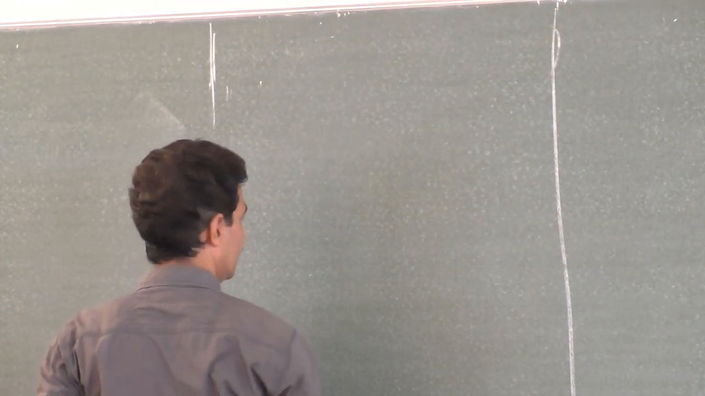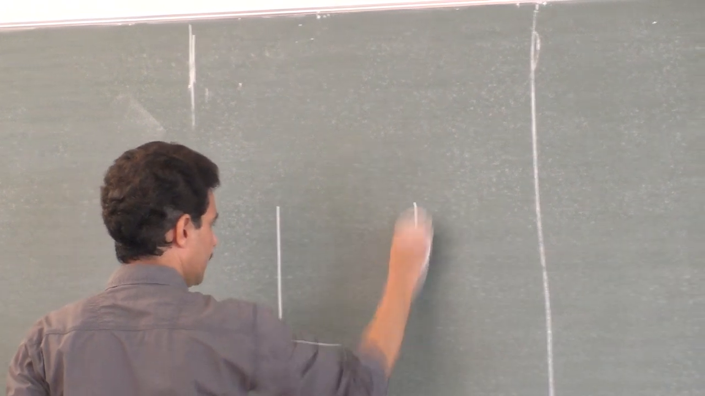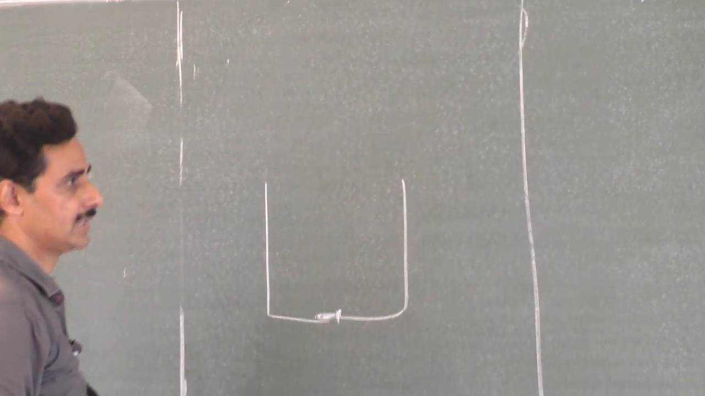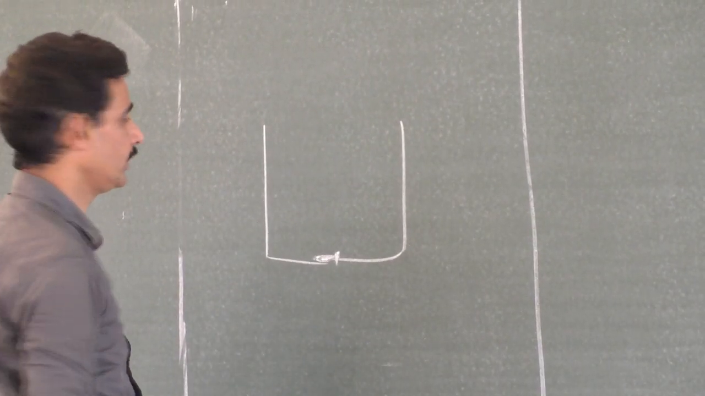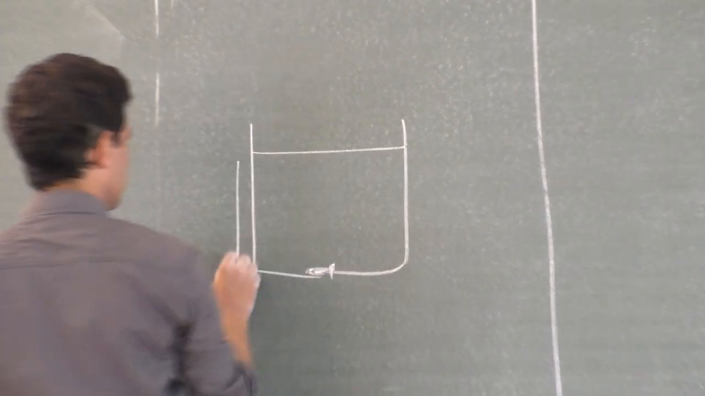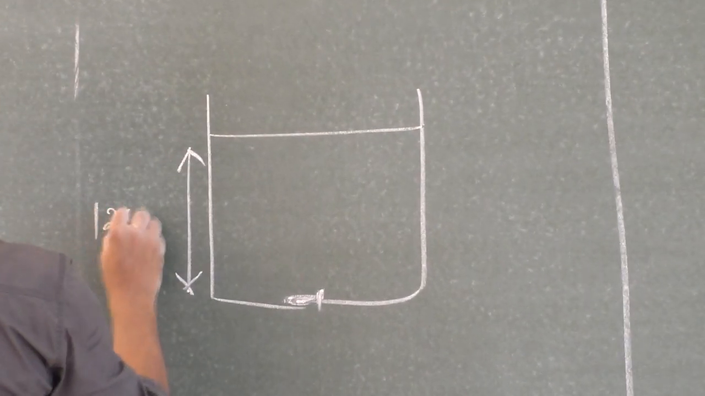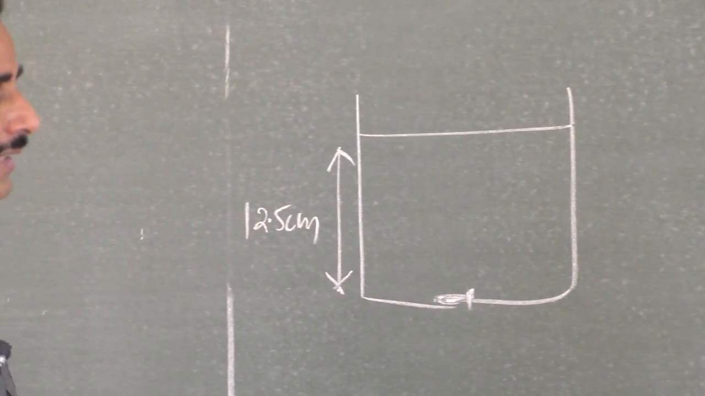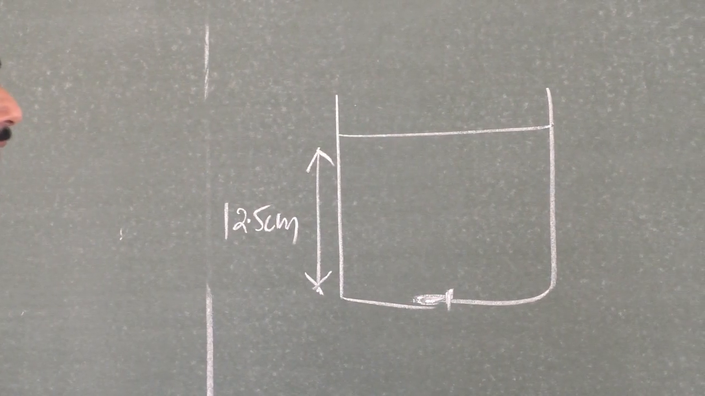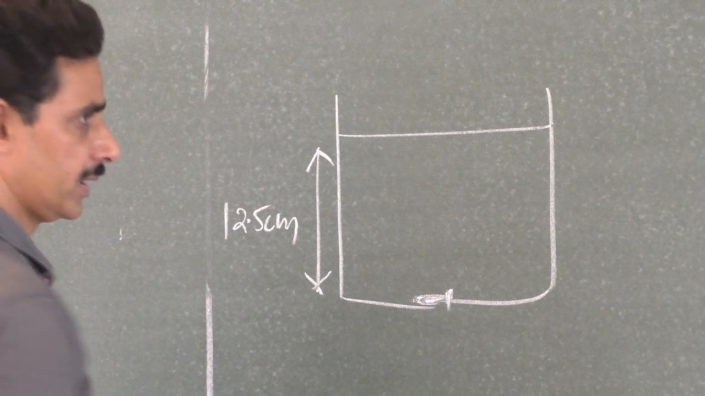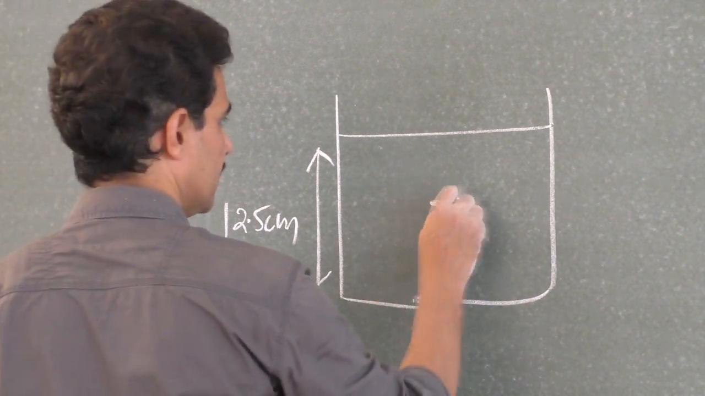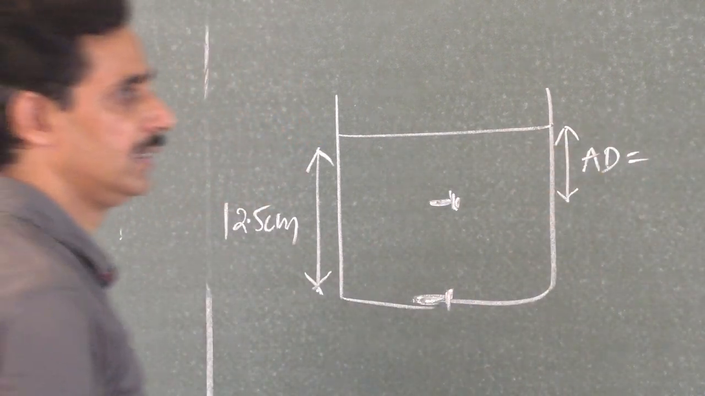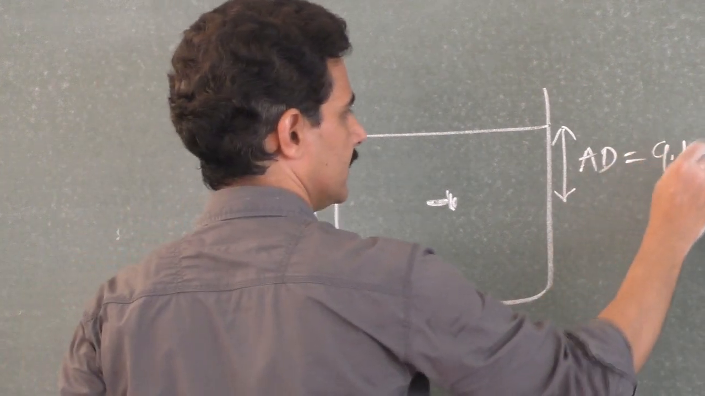There is a tank, and inside the tank there is a pin like this. Now they say that a tank is filled with water up to a height of 12.5 centimeter. This is 12.5. The apparent depth of the needle lying at the bottom of the tank, as measured by the microscope, is, this pin appears to be here. Apparent depth as measured by a microscope is found to be 9.4 centimeters.